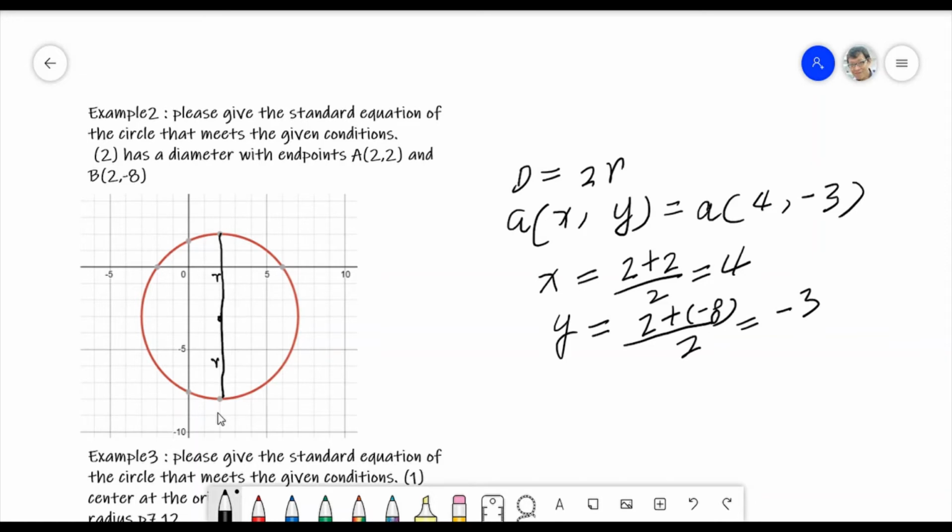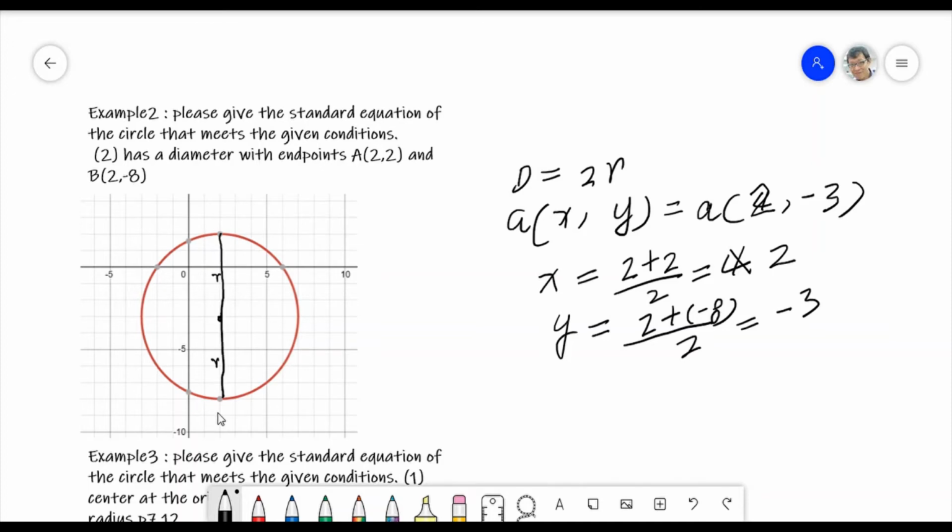X is, sorry. Here X should be 2, right? So X should be 2. Okay, so X is 2, right? So here is very clearly 1, 2, so X is 2. So Y is negative 3. Here is 1, 2, 3, right? So this is exactly the center.